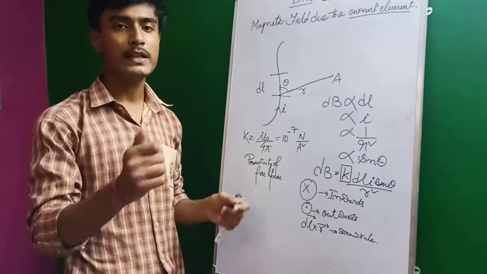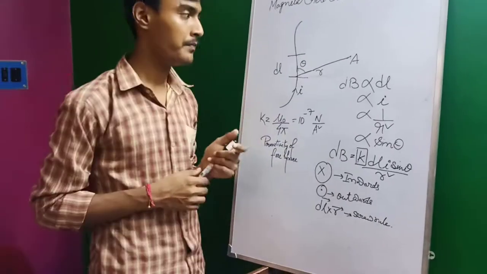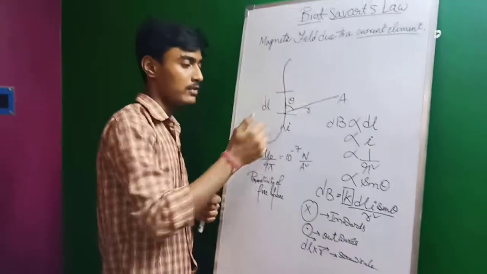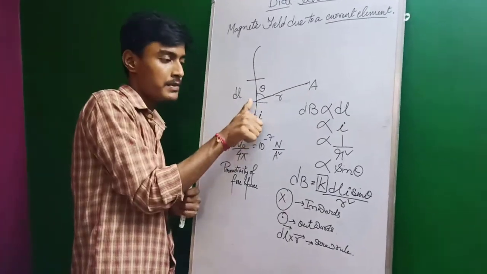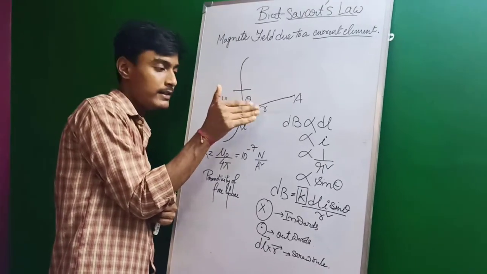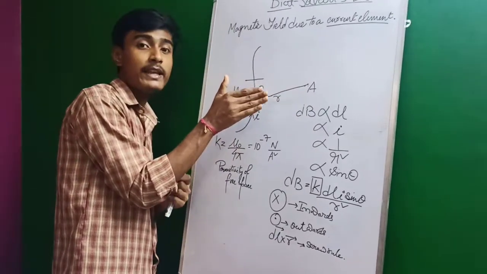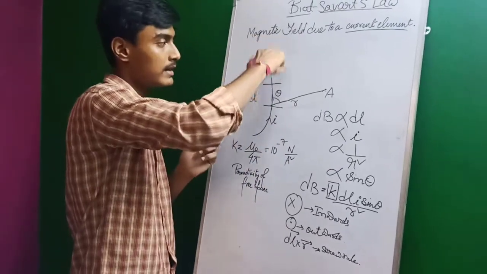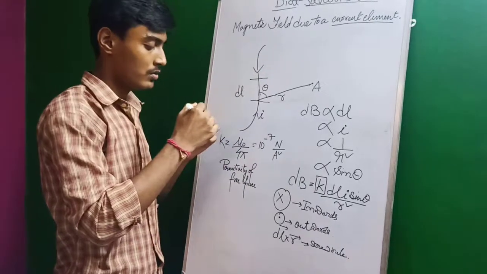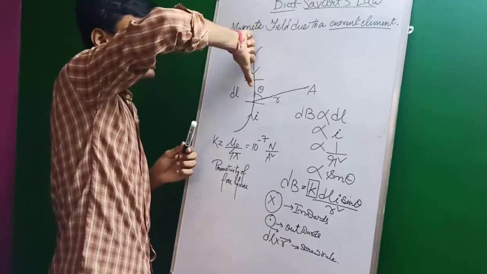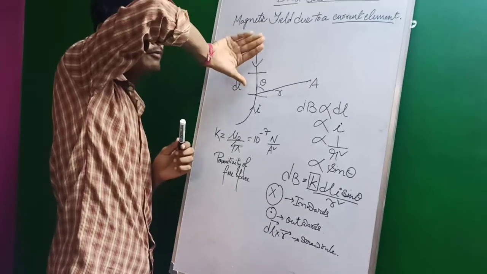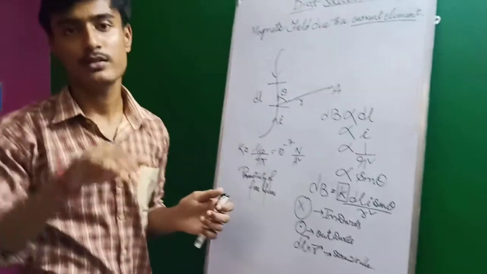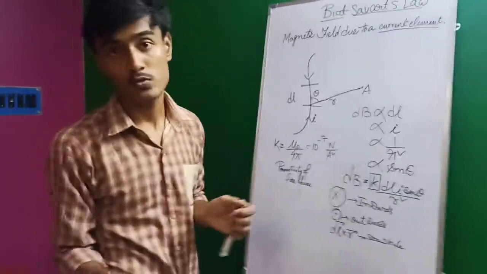Now here I am using the right hand thumb rule. How to find the direction? The current is flowing in this wire in this direction, so I will put my thumb in this direction. Now I will rotate my fingers. It is rotating inwards, means the direction is inwards. And if the current was flowing in the other direction, if I keep my thumb here and rotate my fingers, it is showing outward, means the direction of the magnetic field is outwards.